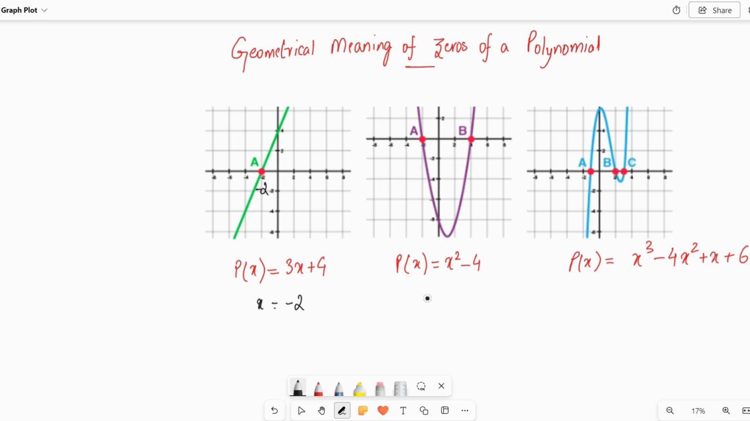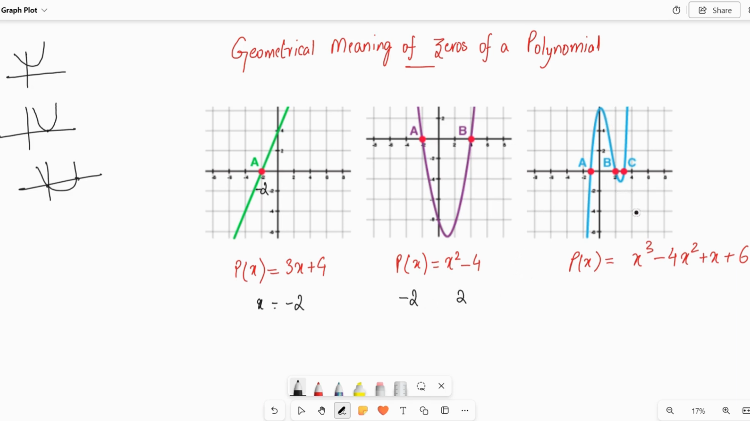Similarly, for a quadratic polynomial like p of x equals x squared minus 4, the graph can cut the x-axis at 0 points, 1 point or 2 points. Generally speaking, the graph can be either like this, or it can only touch the x-axis having only a single zero, or it can intersect the x-axis at two distinct points. So in this example, the zeros or the roots of this given polynomial are minus 2 and 2.